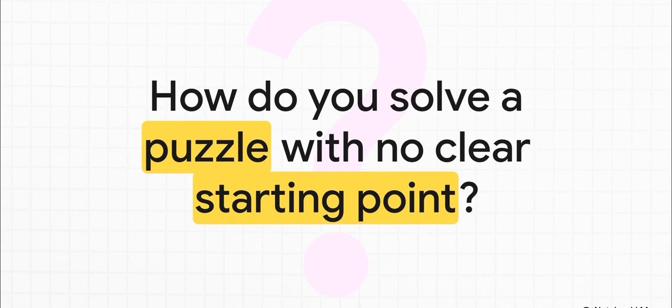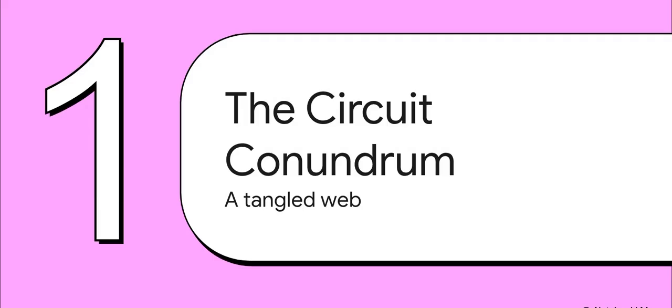Seriously, think about that for a second. Some puzzles, some systems, they're so interconnected that you can't just start at A and work your way to Z. And complex electrical circuits are exactly like that. They're this web of pathways, and figuring them out takes a special kind of thinking. So first, let's go ahead and examine the scene of the crime. Let's call it the circuit conundrum.